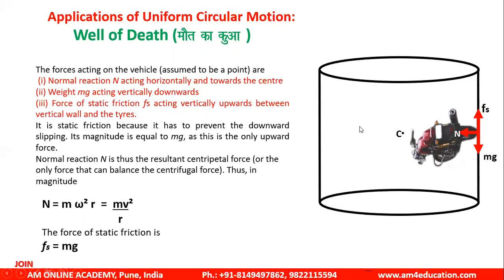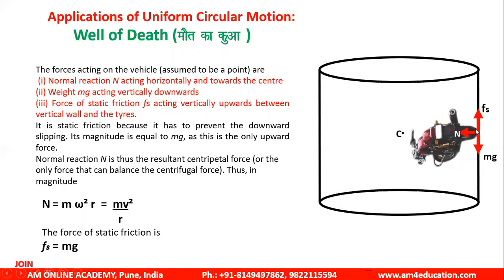The centripetal force required for the circular motion of this vehicle is provided by the normal reaction. In the previous case, the vehicle was on the horizontal surface, so the normal reaction is perpendicular to the surface. Fs is directed at the center, and centrifugal force is pulling the vehicle out of the track, so those are balanced. Now here, Fs and mg are balanced, and N is providing the necessary centripetal force.